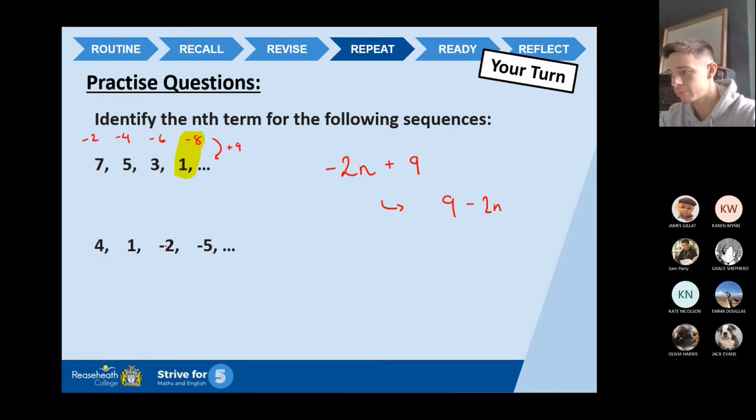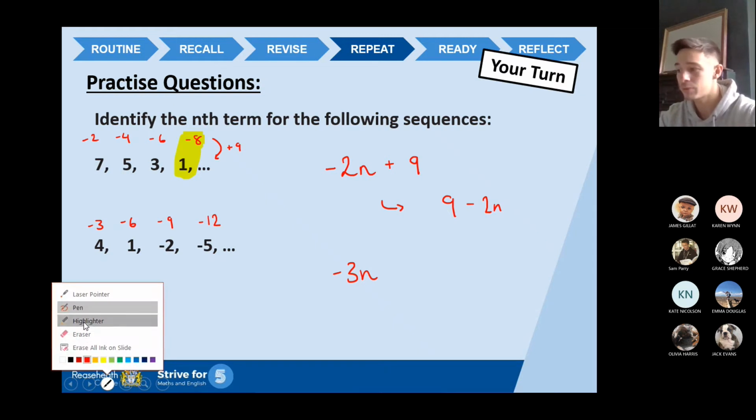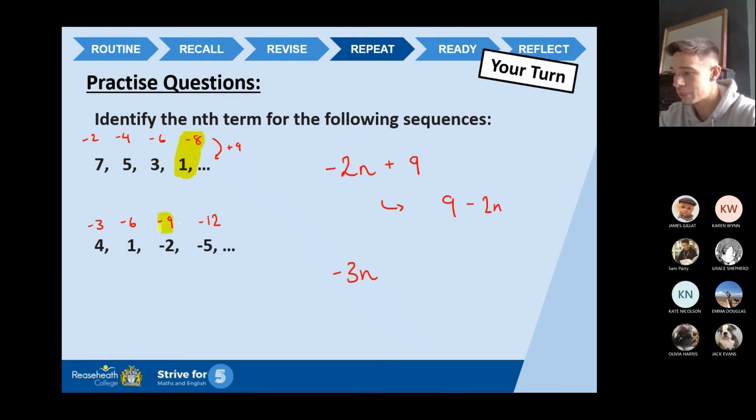So 4, 1, minus 2, minus 5. Well, that's going down in 3, so it's going to be minus 3n. So minus 3, minus 6, minus 9, minus 12. Now, sometimes it's easier to work with two negatives. So you might want to pick two negative numbers to work with because the gap between them is easier to see. So how do I get from minus 2 up?